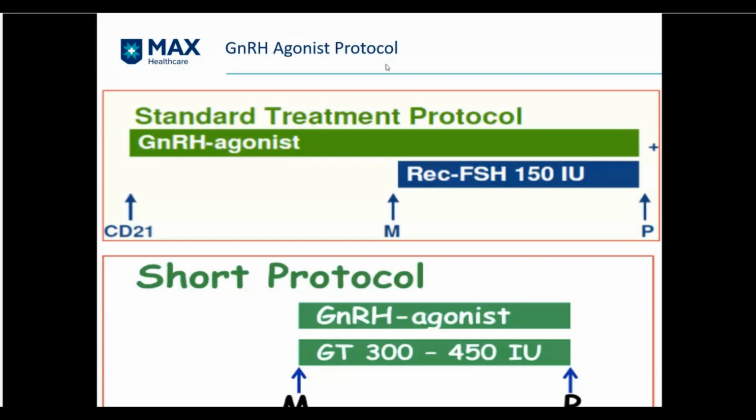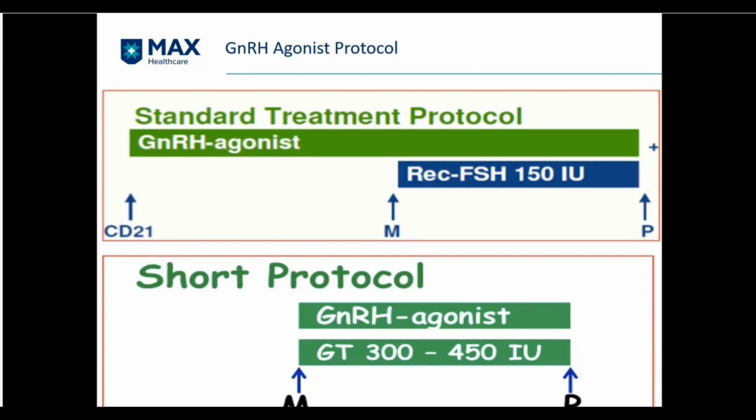That was the GnRH antagonist protocol. Now we have the GnRH agonist protocol, where we have the traditional long protocol, the short protocol, the ultra short, and the flare. In the standard treatment, on day 21 of the previous cycle, the GnRH agonist, either triptorelin or leuprolide, is started and continued till the day of the ovum pickup.